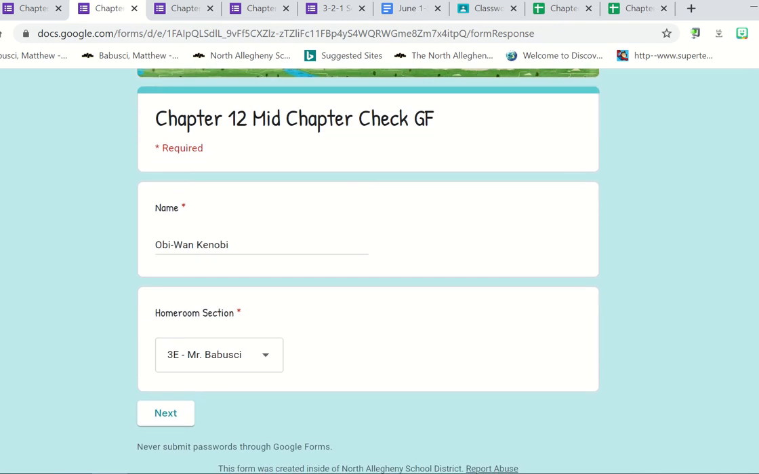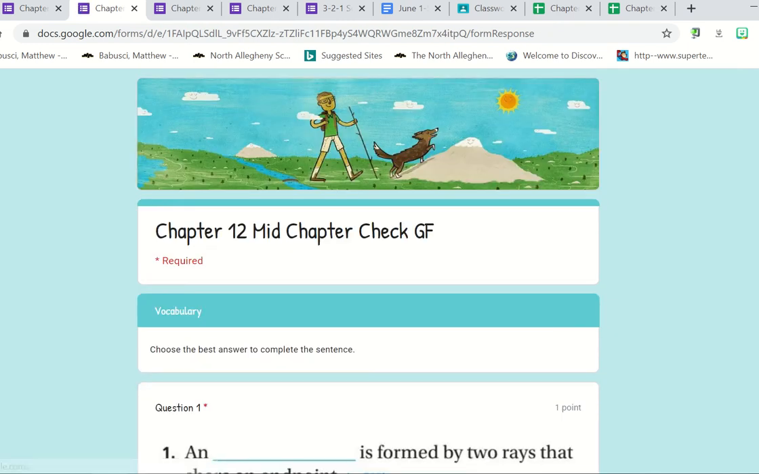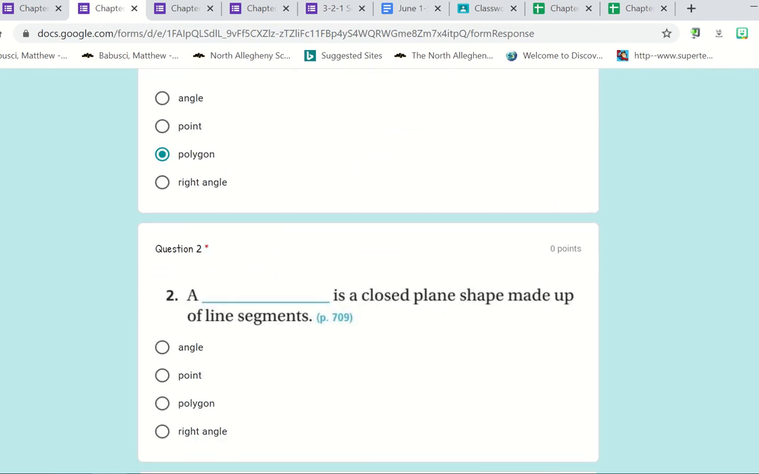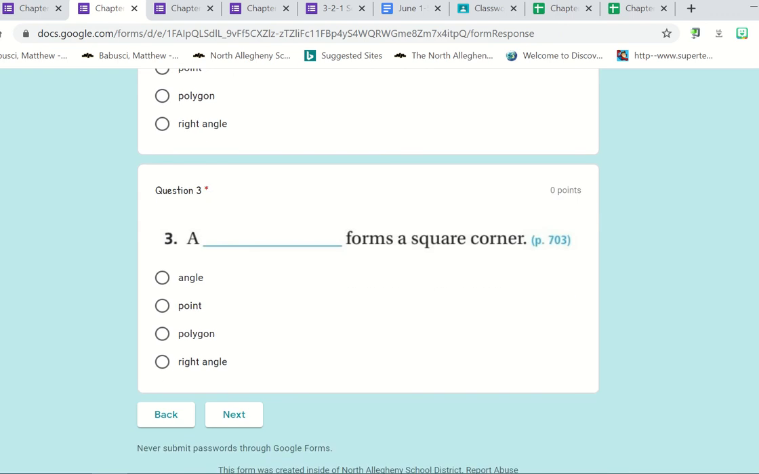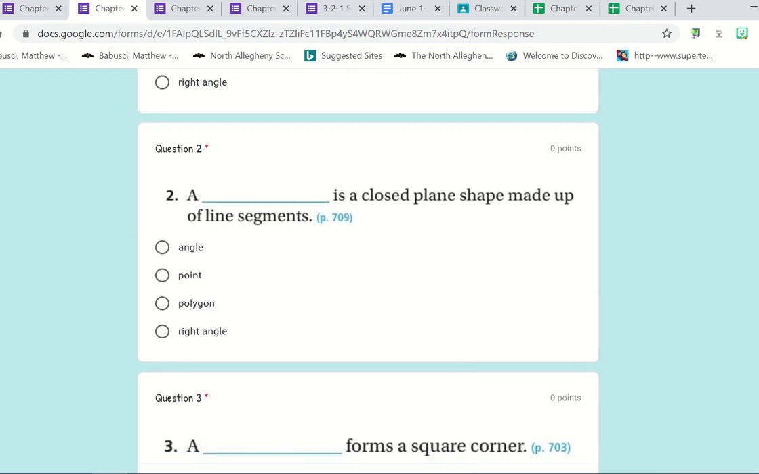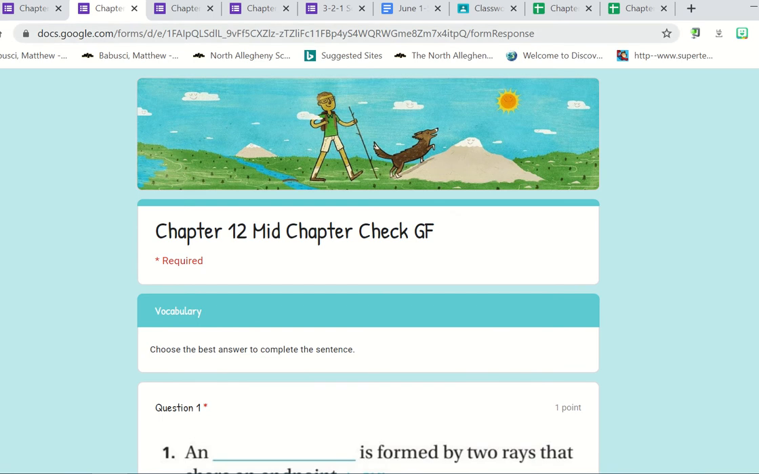You'll start with your name and then your section, okay? And then hit next. The first section is a vocabulary section. Read the questions carefully and answer with the answer you think is the best answer for that.